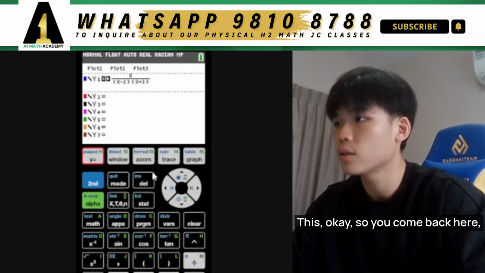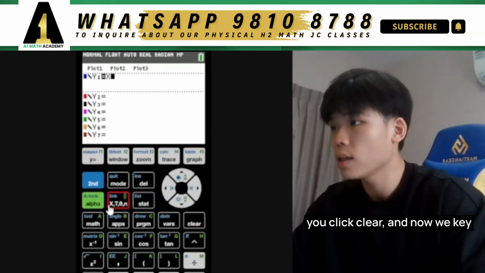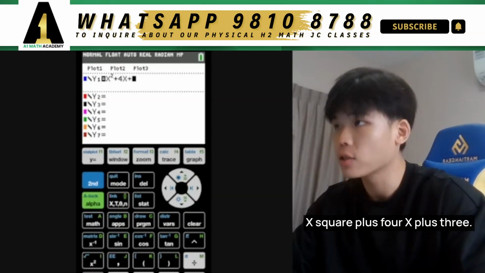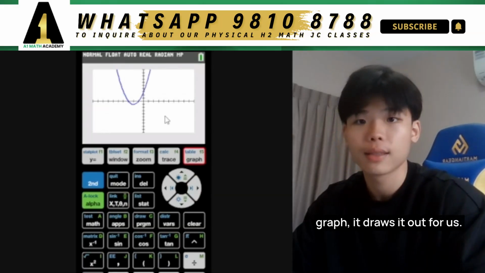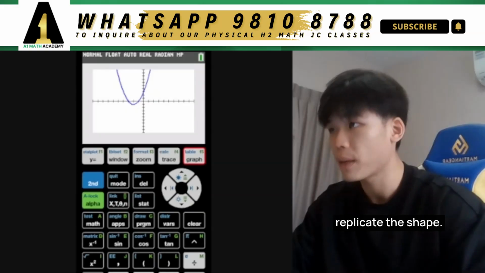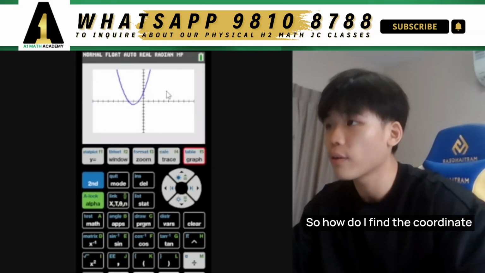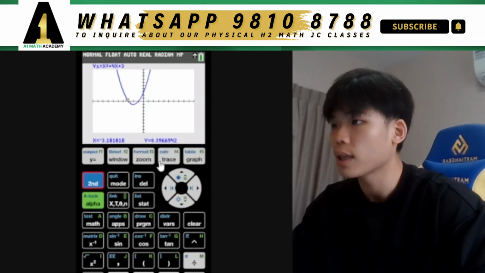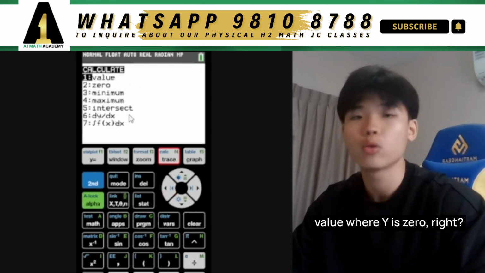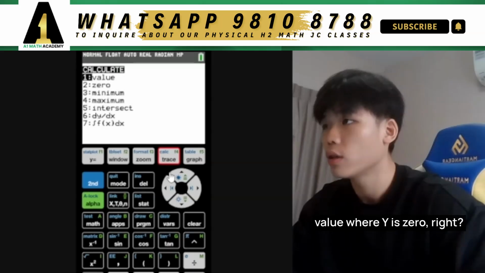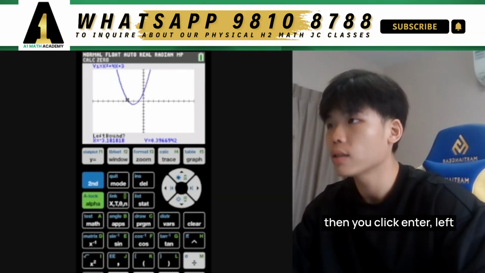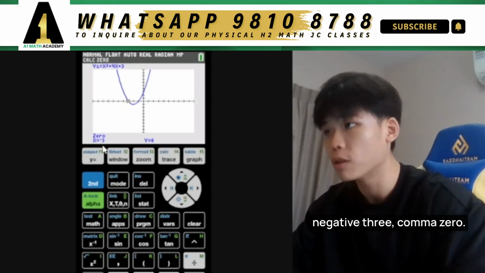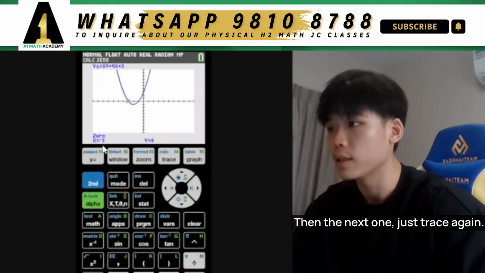So you come back here, click clear, and now we key in x squared plus 4x plus 3. Then we click graph, and it draws it out for us. First thing, I will just replicate the shape. Next, intercepts. How do I find the coordinates of the intercept here? Very simple. You click trace, drag it here, then click second, calculate. Now we want to find the value where y is 0, so you click 0 and enter, left bound, right bound, enter. It gives you the first one, which happens at (-3, 0). So again, (-3, 0).